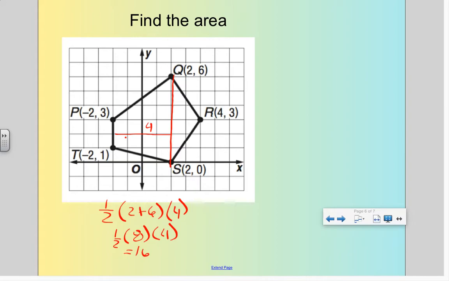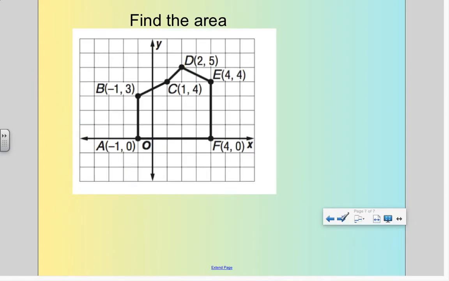And then our triangle, again, height is 2. So 1/2, 6 times 2. Will just leave us with 6. Add our trapezoid, and we're going to get 22 units squared. Like I said, straightforward section, shouldn't be too tricky.